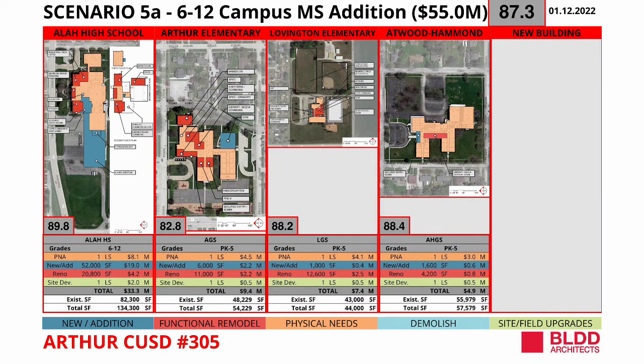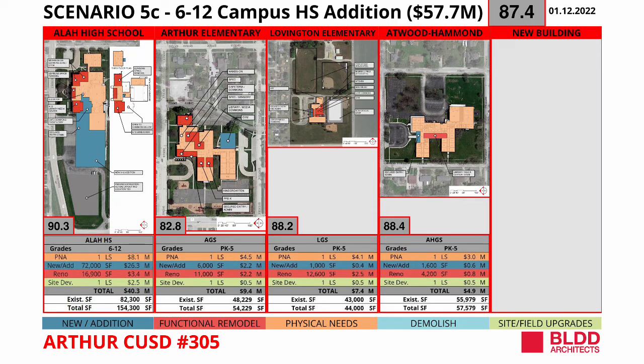Now, Scenario 5A is the first of the two 6-12 campus scenarios. This is accomplished by adding the middle school 6-8 grades to the existing high school with a total addition of roughly 52,000 square feet. This costs $55 million and results in a functional score of 87.3 overall.